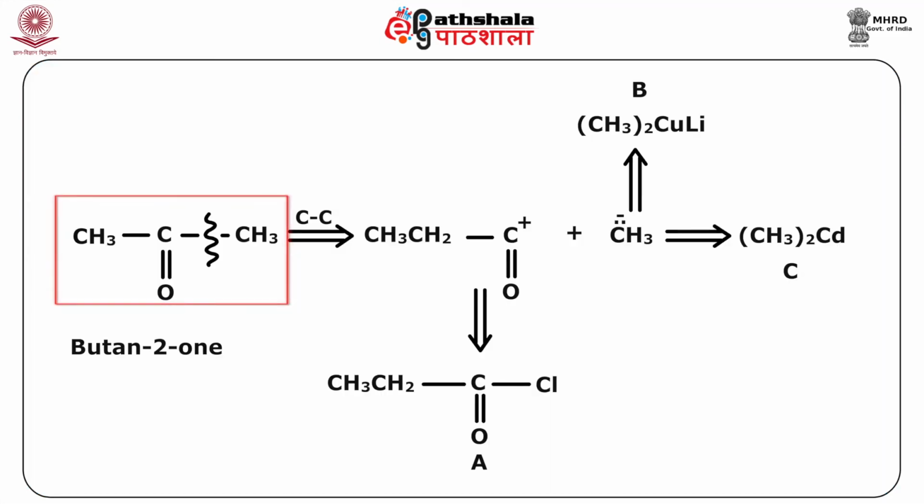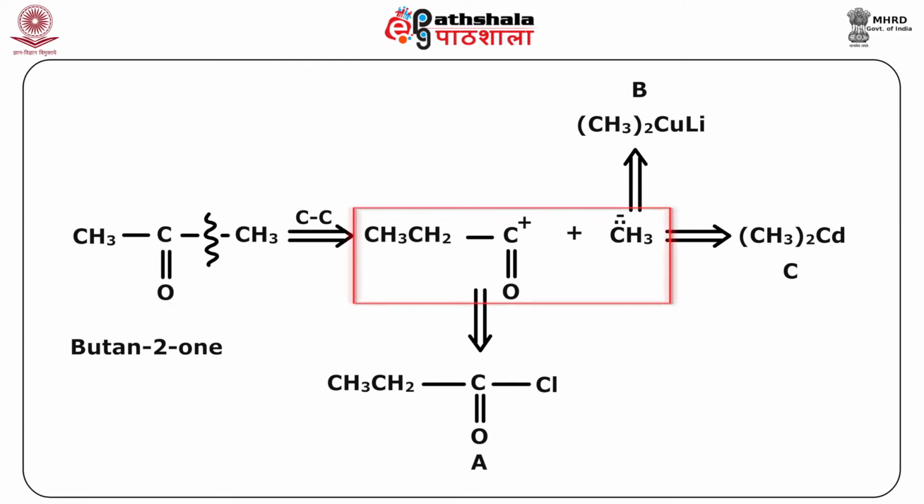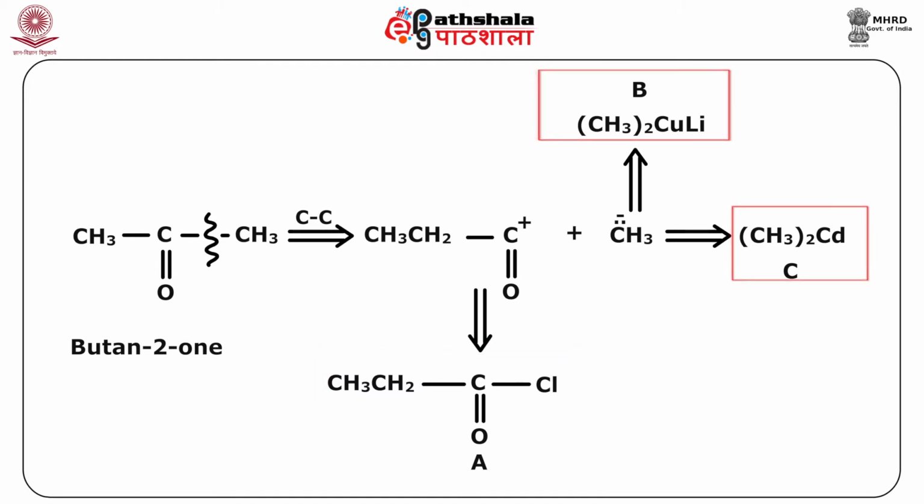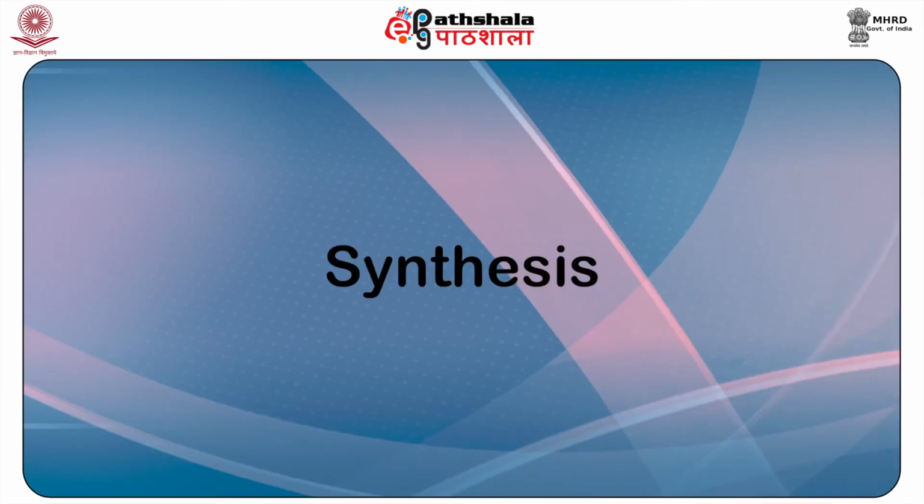Retrosynthetic analysis of butanone undergoes heterolytic cleavage between the carbon-carbon bond, where one carbon is the carbonyl carbon, leading to the formation of a carbocation and a carbanion. The cation portion can be obtained from the acyl chloride as shown in the reaction for the symmetrical ketones, and the carbanion obtained from the lithium dialkyl cuprate or organocadmium compounds as shown here in the figure.